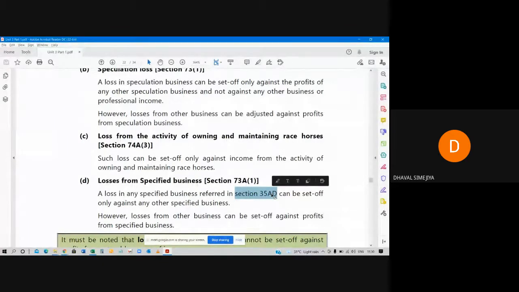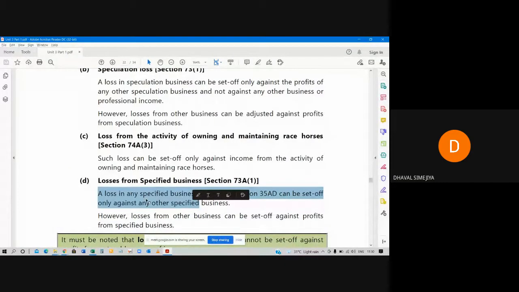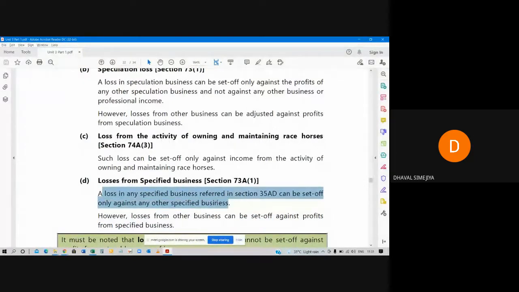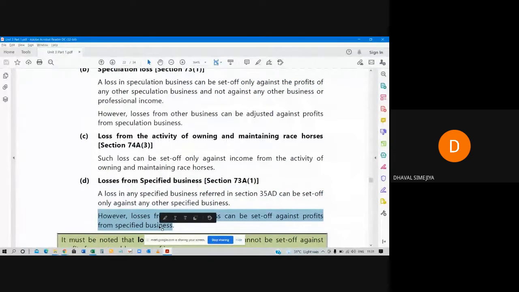Then operating hospital with minimum 100 beds. So these are the examples of section 35 AD. In last semester, we have learned this in detail. Loss in any specified business referred to in section 35 AD can be set off only and only against any other specified business. However, losses from other business can be set off from specified business. So now, any loss in section 35 AD can be set off from that specified business only. But if you are facing loss in other business, that can be set off from specified business.